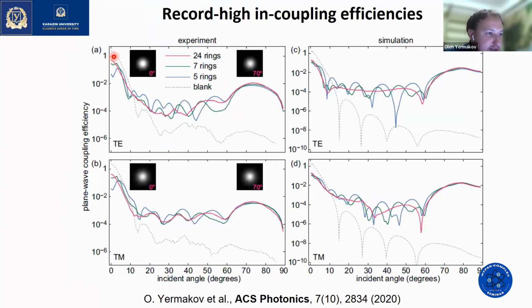And this is a central result. You can see the gray dashed line corresponds to the bare fiber without nanostructure. Polar lines correspond to the nanostructured fibers with different numbers of rings. It's an experiment. This is simulation. And one can easily see the great enhancement at large angles more than 60 degrees, like we engineered it, like we designed it, with the maximum around 75 degrees. This inset shows the output image recorded by an infrared camera at normal incidence and oblique incidence for nanostructured fibers.